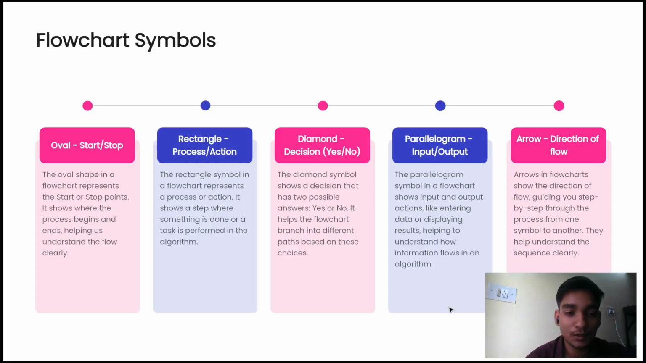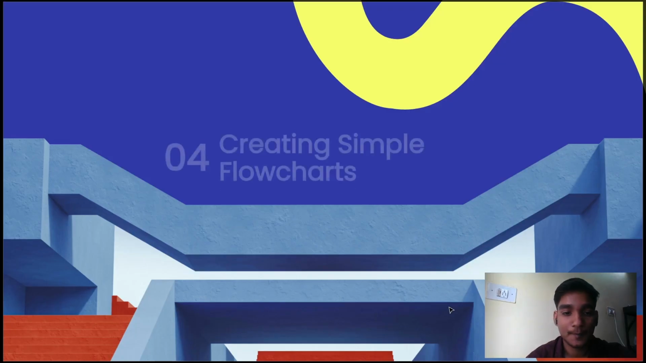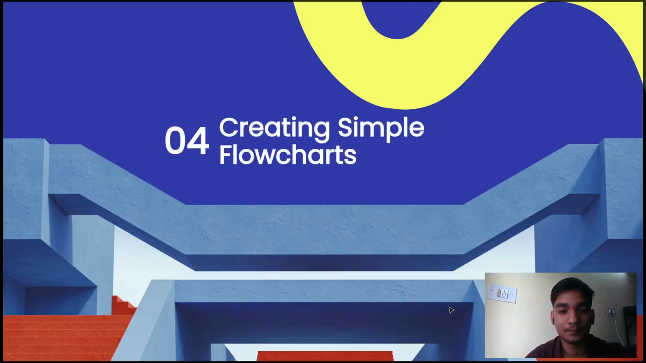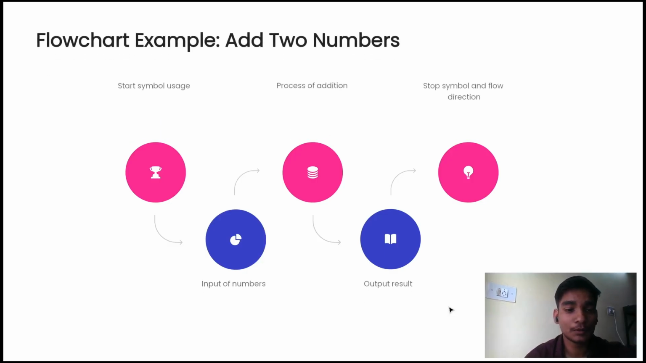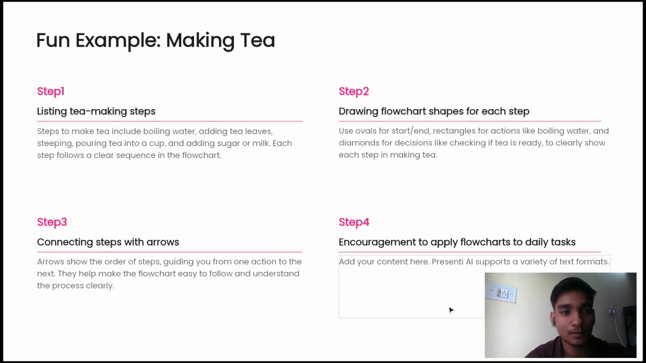Flowcharts are very useful because they make our work clear and organized. They help programmers understand and plan their ideas before writing actual code. Whenever we want to solve a problem, we can first write an algorithm and then draw the flowchart to visualize it. This is how flowcharts work. I have already given the example of making tea, which is a fun example for understanding flowcharts.